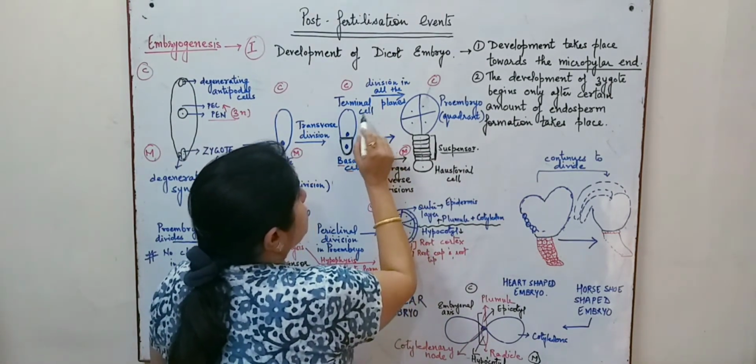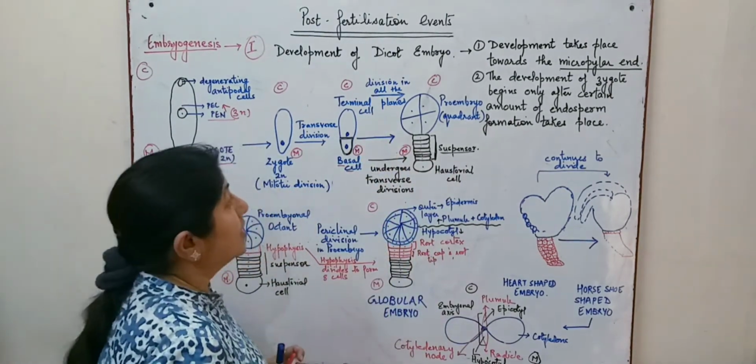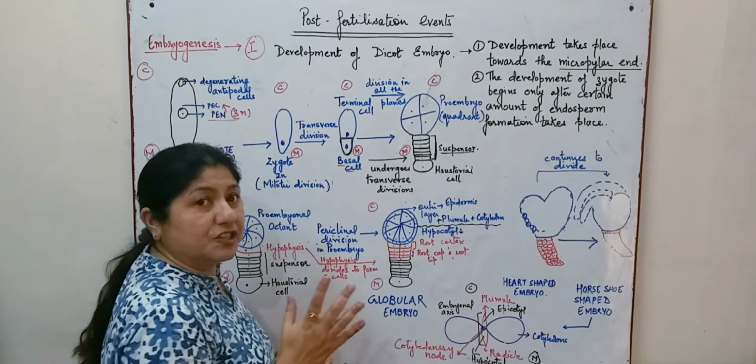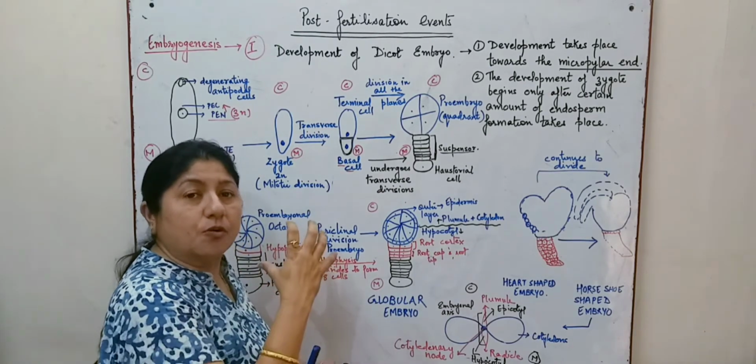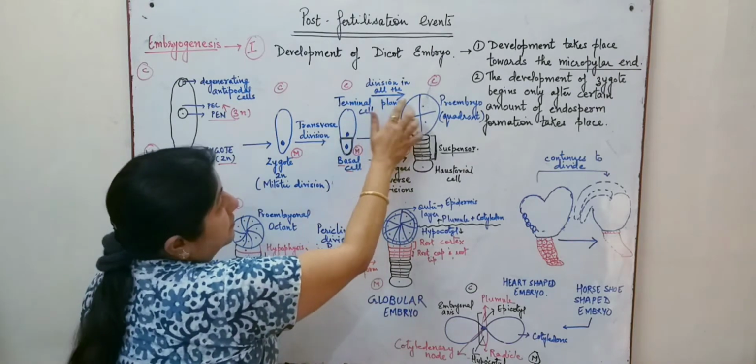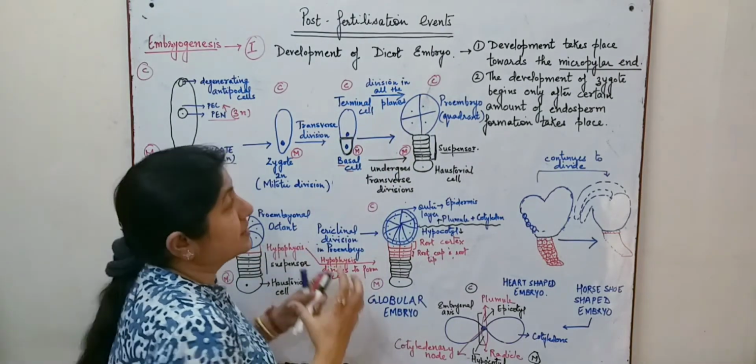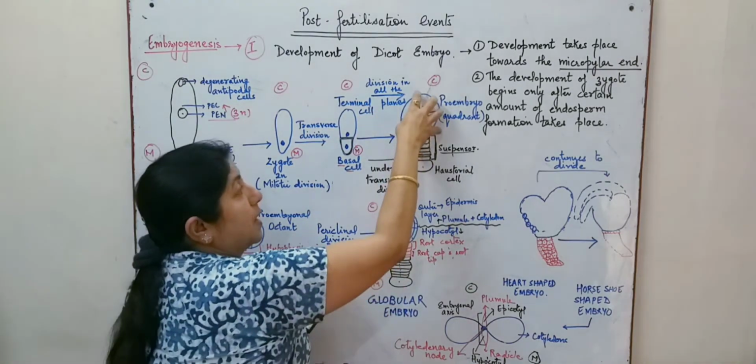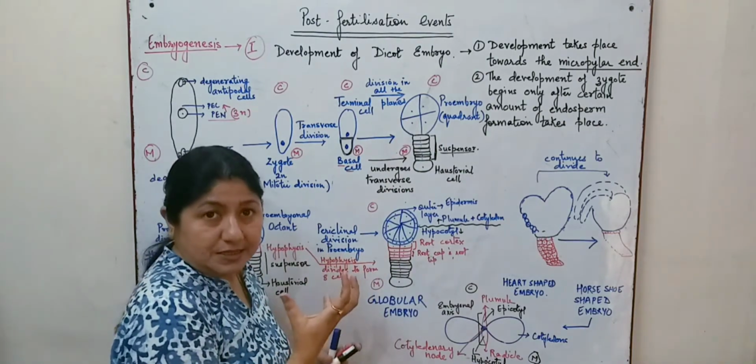Now, coming to the terminal cell. The terminal cell's division will be taking place in all the planes, due to which it will appear as a rounded mass.